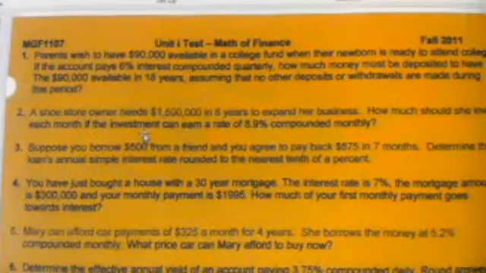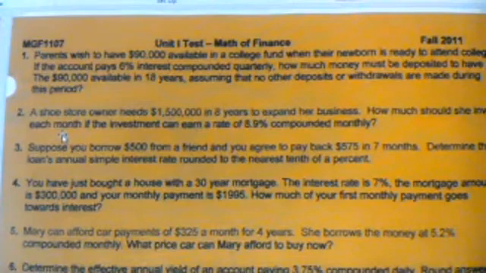So the first sample, this was from a practice test. And so they should be representative of what you're supposed to know. The parents want to have $90,000 available when their newborn gets to college. So this one, if you notice, it does say it's compounded quarterly. And it asks you how much money should be deposited to have $90,000 in the future.